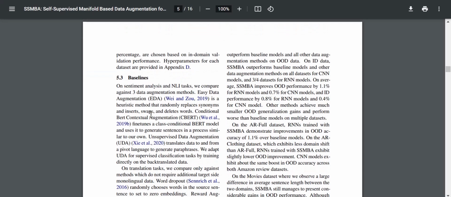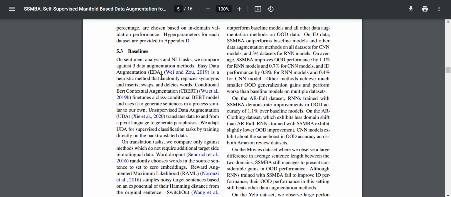For the baselines on sentiment analysis and NLI tasks, we compare against three data augmentation techniques. EDA is where you have random synonym replacement, insertion, swap, and deletions. Conditional BERT contextual augmentation, CBERT, fine-tunes a class conditional BERT model and uses it to generate sentences in a process similar to their own process. Unsupervised data augmentation, UDA, translates data to and from a pivot language to generate paraphrases. We adapt UDA for supervised classification tasks by training directly on the back translated data.